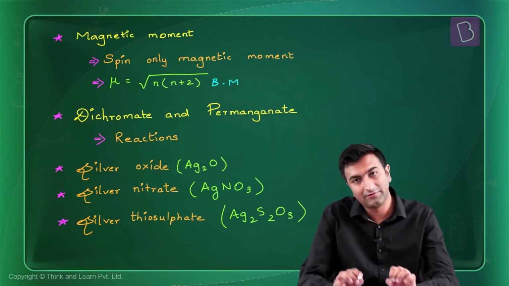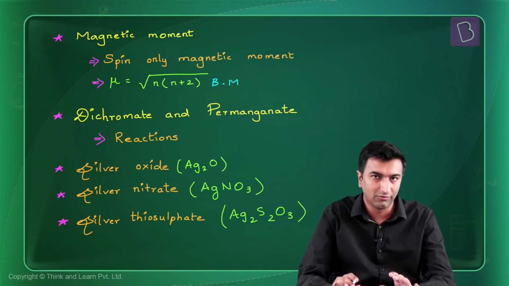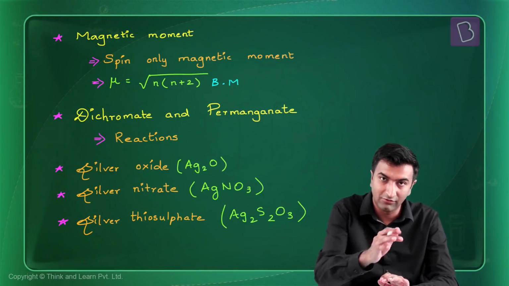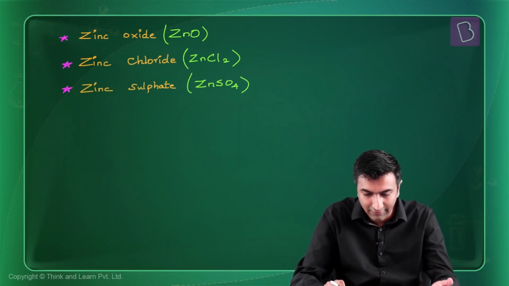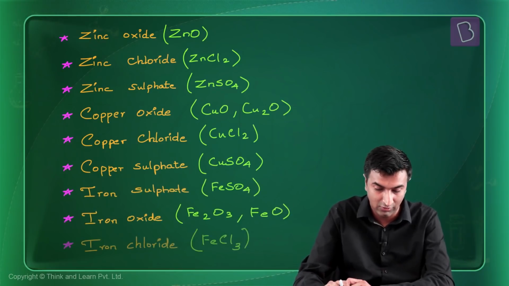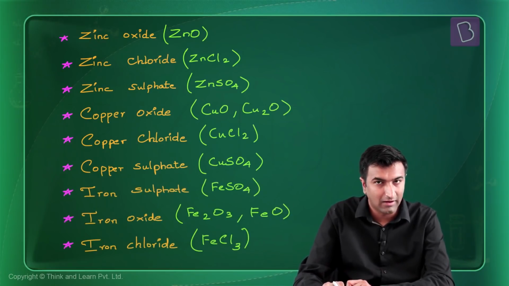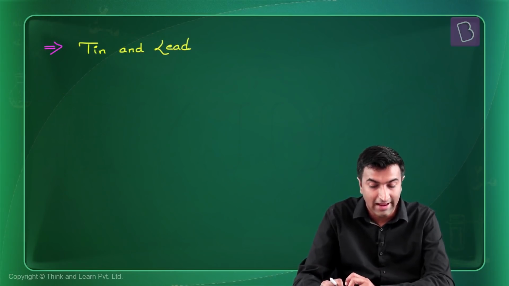So silver thiosulfate ion, the reactions and all that are very important from the point of view of D block elements, although thiosulfate was introduced in the P block elements. There's zinc oxide, zinc chloride, zinc sulfate, copper oxide, copper chloride, copper sulfate, iron sulfate, iron oxide, and iron chloride. A lot of things to do, but mostly what's tested is, interestingly, tin and lead.